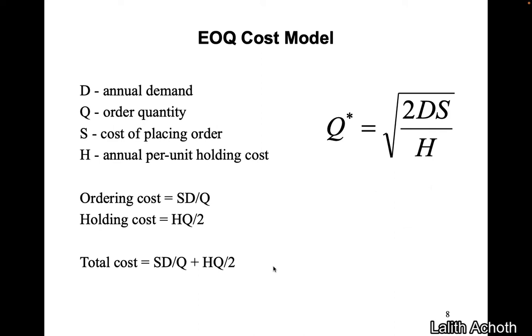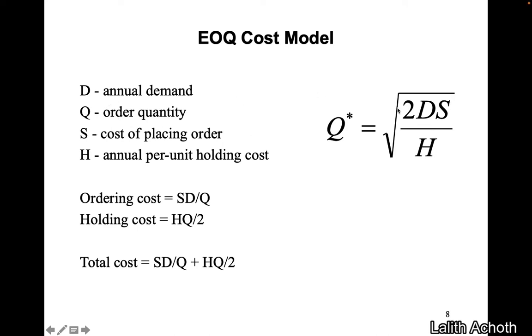Now we'll go into the calculation. Now how do we calculate the economic order cost? I'm not getting into the derivation, I'm just straight away giving you the results. So the economic order quantity Q star is calculated using a simple formula, which is the square root of 2 into the total annual demand D, ordering cost S, and the holding cost H.